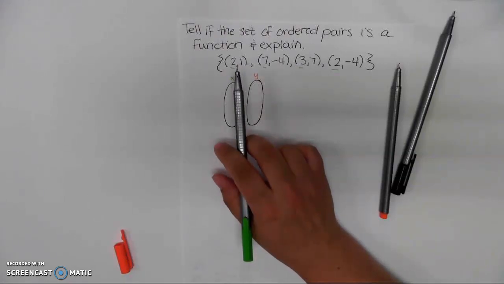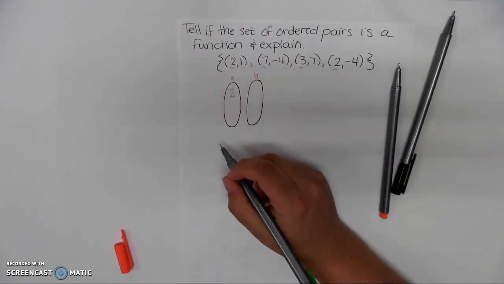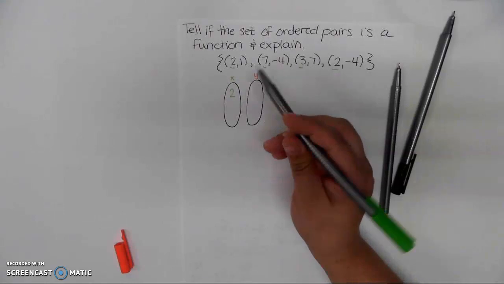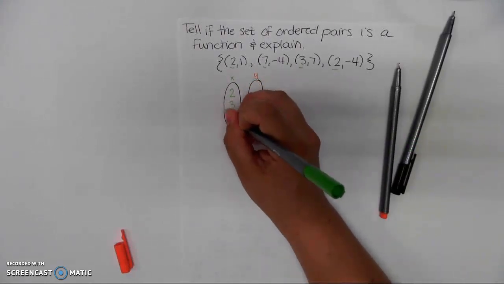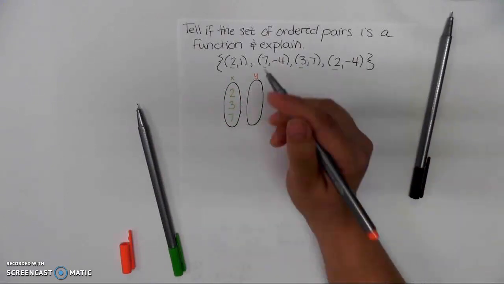So my smallest number is a 2. I have 2 of them, but I'm only going to put 1 in my circle. Okay, next one is a 3, and then a 7. So those are all my numbers listed in my oval.